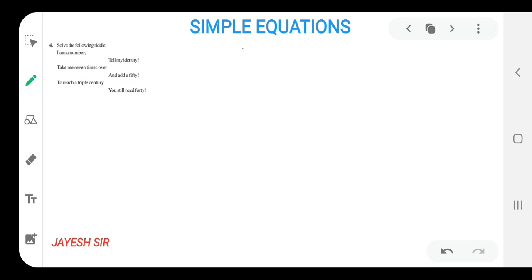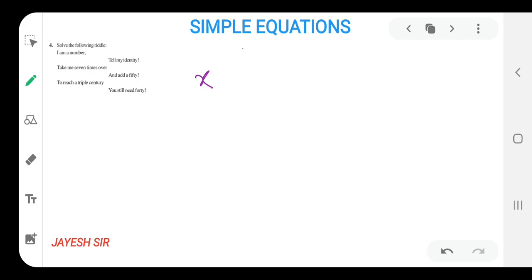So now let us begin with the next sum for the day. That is, solve the following riddle. Riddle means we have to form the equation, then we need to find its value, and we'll be solving as we did previously. So no need to worry. I am a number. That means it is talking about x. Always the number is x we are taking. Tell my identity.